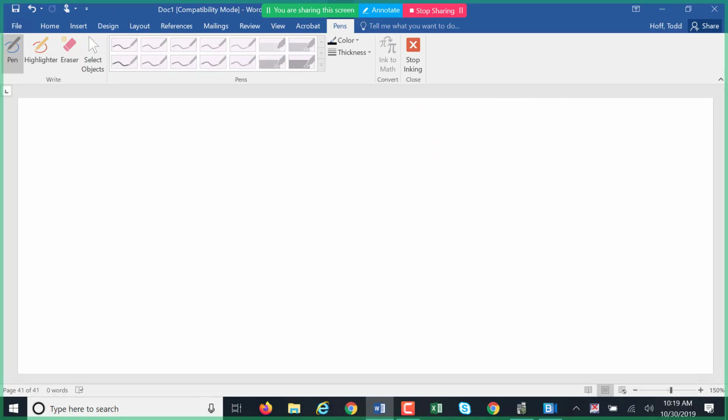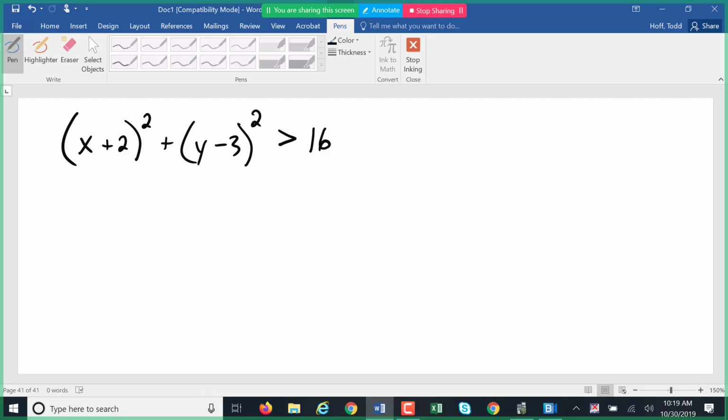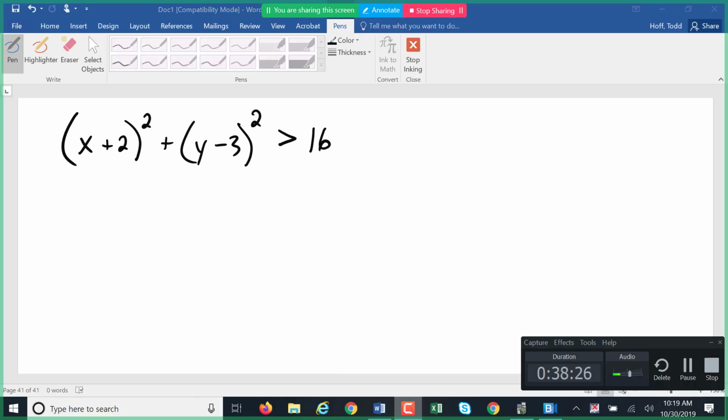We have 1 minute before break time. So I'm going to put an example up here. I want you guys to graph it. x plus 2 squared plus y minus 3 squared is greater than 16. Want you to start working on that. We'll take our break here in about a minute, and then we will look at that after break. I'll give you time during break to work on it as well.